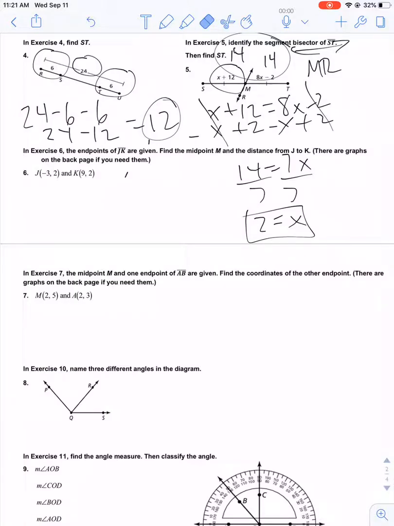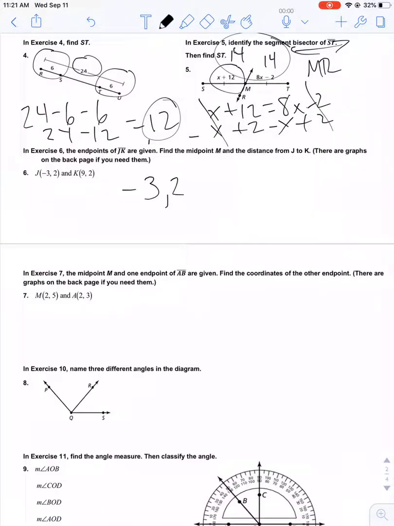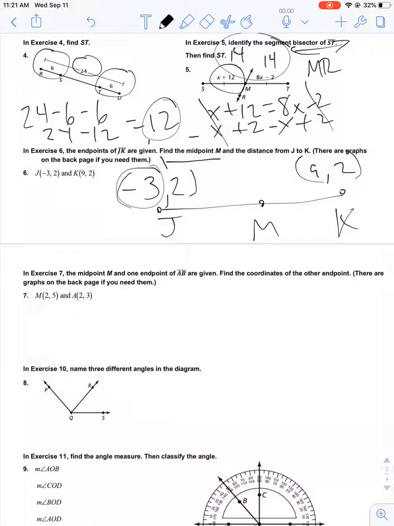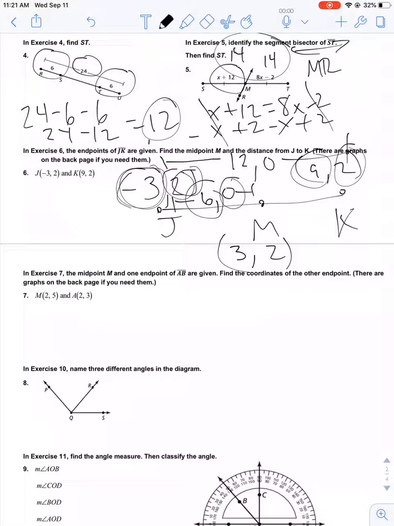All right, find the midpoint and the distance. So here's what we know. We know that J is at negative 3, 2. And we know that K is at 9, 2. We need to find the midpoint. So the whole distance on the x's is from here to here, which is 12. And then from 2 to 2, which is 0. But midpoint would be half of that, so half of 12 is 6, half of 0 is 0. So negative 3 plus 6 is 3. 2 plus 0 is 2.